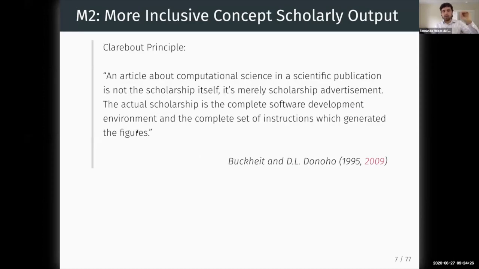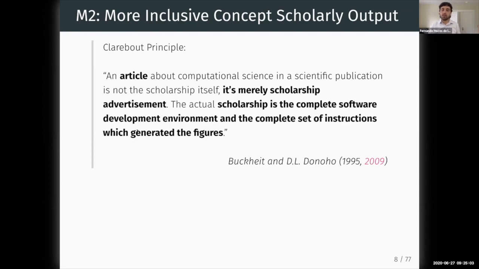So first motivation, the idea of low reproducibility. Second motivation, and this is something that if you have attended any talk related to transparency, open science, or computational reproducibility, this is a quote that is thrown out there often to talk about the importance of computational reproducibility. It's called the Claerbout Principle. It's a quote by John Claerbout, a geophysicist, that in 1995 basically stated that an article about computational reproducibility in a scientific publication is not the scholarship itself, it's merely advertisement, and the actual scholarship is the complete software development environment and set of instructions that generated the figures and tables in that article.